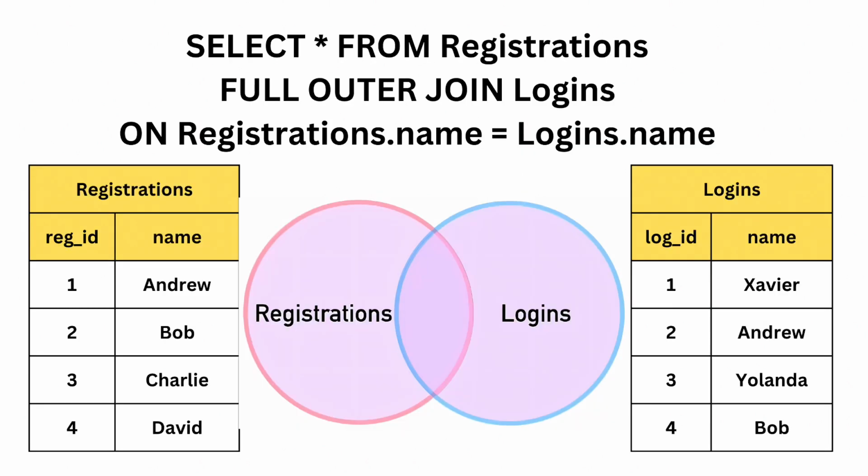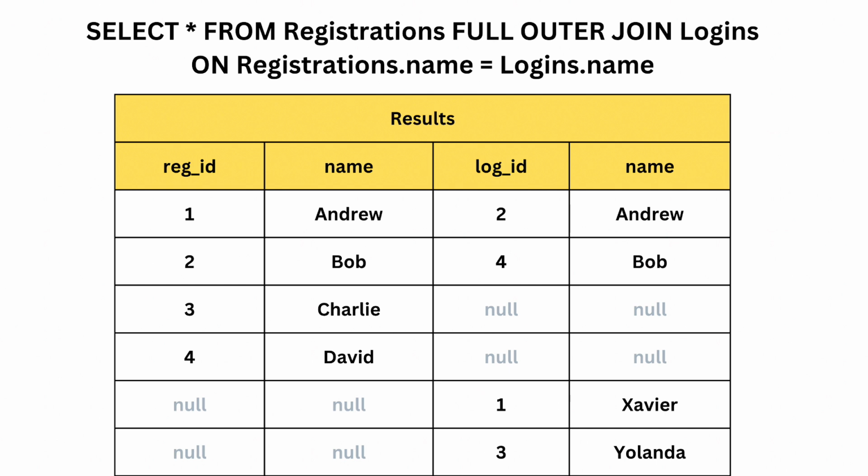The actual syntax here would be select all the columns from registrations, perform a full outer join on logins on registrations.name equal to logins.name. So let's actually see how SQL thinks about this in the background. First, we're saying grab everything from the registrations table. So I'm going to first make the font a little smaller so we can fit in the results table. And we're going to fill in the results table the way we can think about this. We're saying grab everything from registrations and a full outer join on logins.